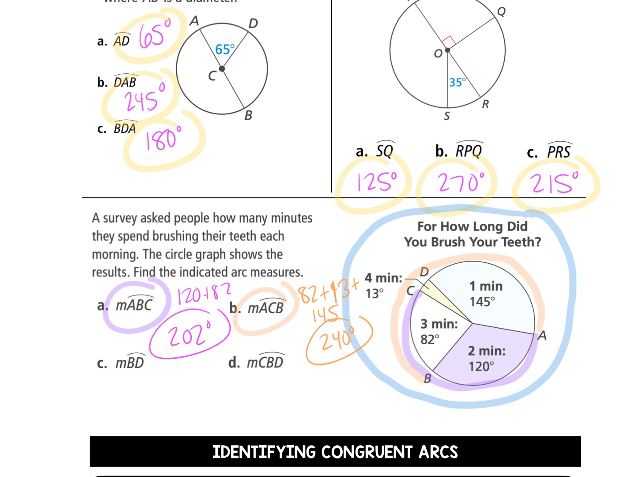The next one that I'll highlight in yellow is measure of arc BD. So from B to D, looks like it's just 82 plus 13. So 82 plus 13 is 95.